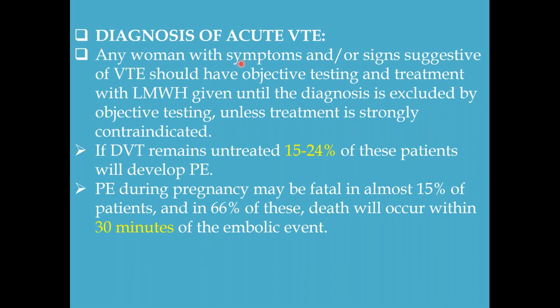So here blood should be taken for full blood count, coagulation screen, urea and electrolytes, and liver function tests. This is very important because of the contraindications of low molecular weight heparin mentioned in the previous table. So we investigate with full blood count, coagulation profile, urea and electrolytes, and liver function tests.